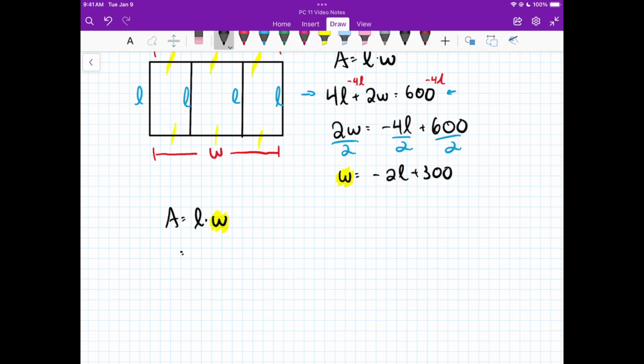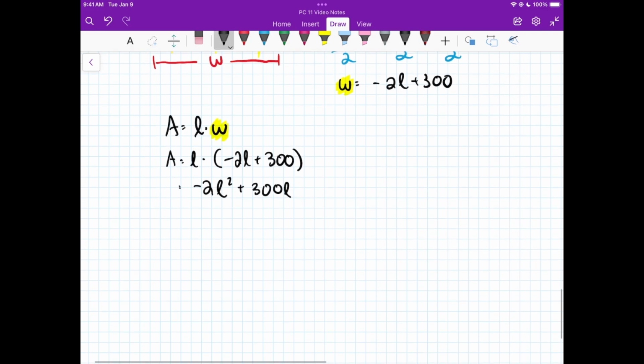So it's going to be pretty much the same as last time. Area is length times negative 2L plus 300. If you distribute that out, you get negative 2L squared plus 300L. And now we complete the square. So I'm going to go through this pretty quickly because at this point you hopefully have a pretty good handle on how to do this. So we take out the negative 2, remembering to take it out from both terms. We divide by 2 and square and add and subtract.